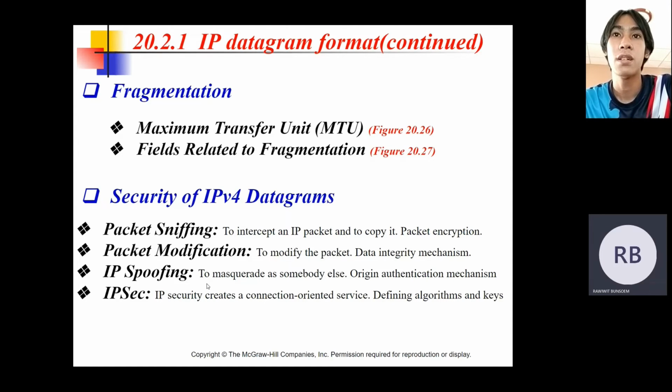IP spoofing is to pretend to be somebody else as the origin; the defense is an authentication mechanism. And the last is IPsec, IP security, which creates a connection-oriented service, defining algorithm and key.